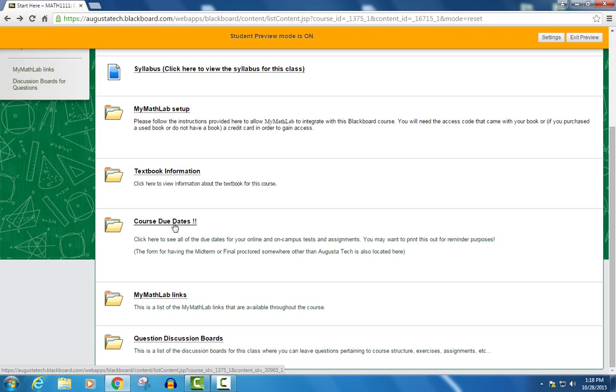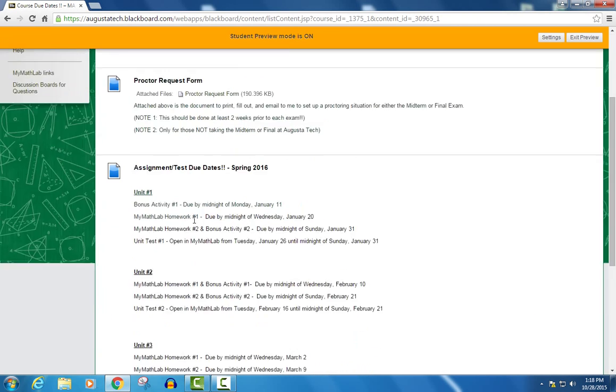All right, the next thing it talks about is course due dates. These are throughout the course as well, but this is also a place where they're just all in one spot. Here at the bottom you see assignment and test due dates. This is for spring 2016. That may not be the semester you're in, but this just gives you an idea of what to expect.